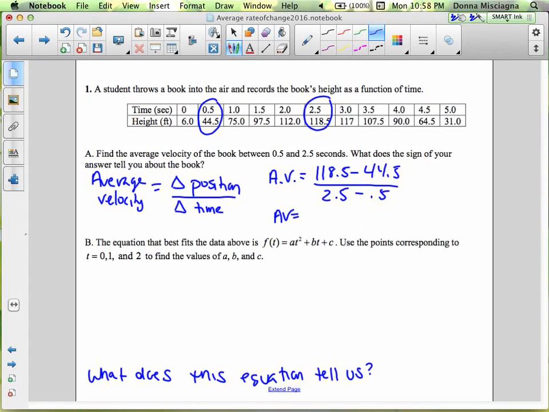So our average velocity, it's late, so I'm going to grab a calculator. It's super late. I don't know if you can see the time on my computer there. 118.5 minus 44.5 is going to give us 74 divided by 2. I really could have done that in my head, couldn't I? It's like 11 minus 4 and 8 minus 4. Big deal, right? So that's going to be 37, and this is feet per second.